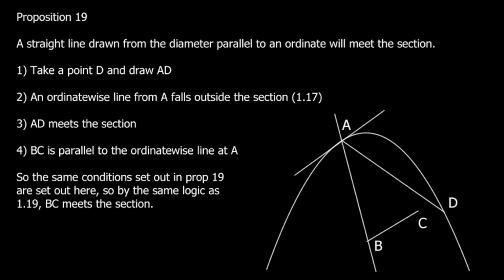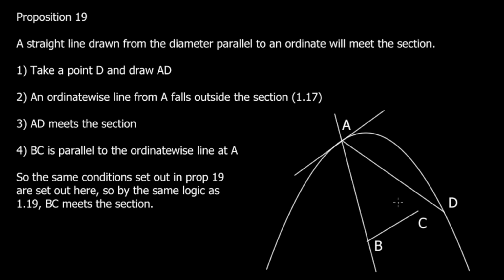Proposition 19. A straight line drawn from the diameter parallel to an ordinate will meet the section. So we start with a diameter AB, and we're going to pick some point B along the diameter, and we draw a line BC parallel to an ordinate. And the question is, will BC intersect the section if we extend it in either direction?